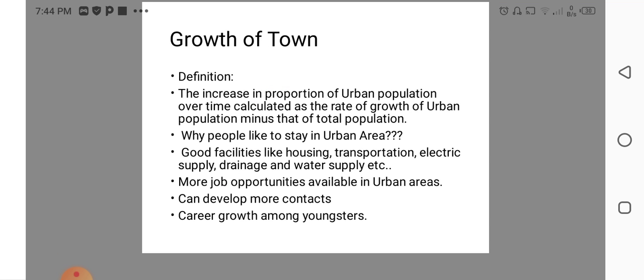Definition: increase in proportion of urban population over time, calculated as the rate of growth of urban population minus the total population. Why do people like to stay in urban areas? There may be many reasons. We'll be finding out the answer throughout this lecture.